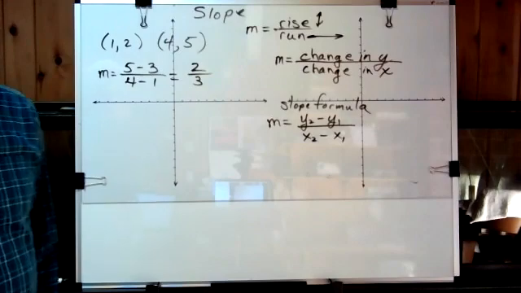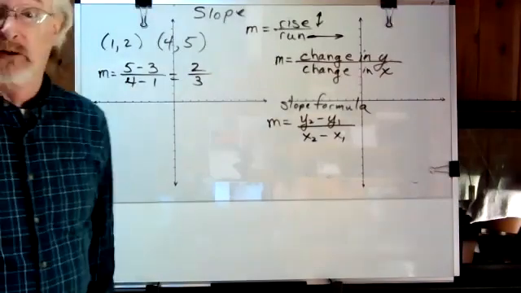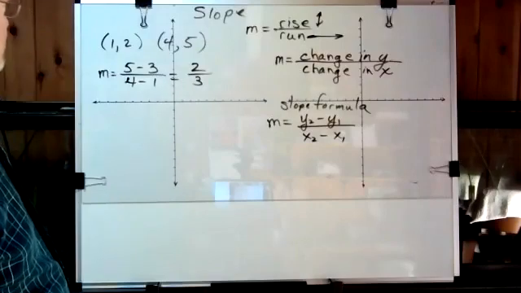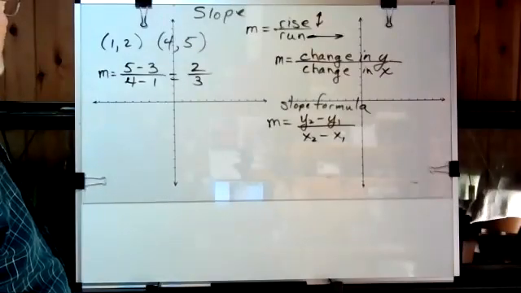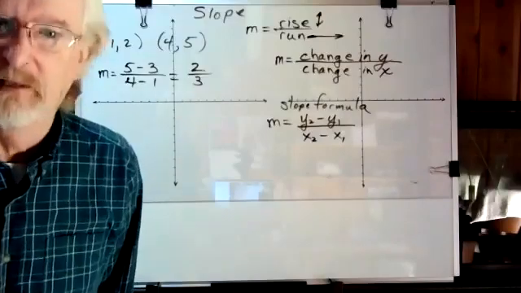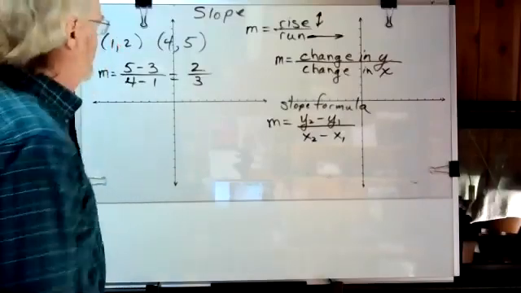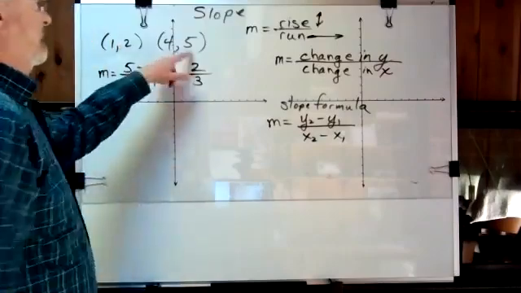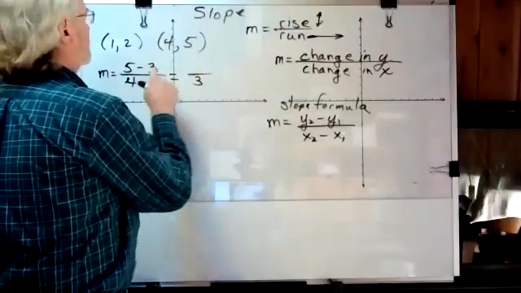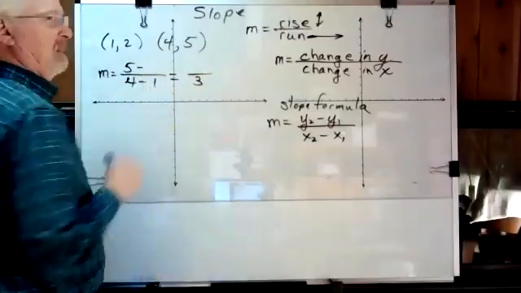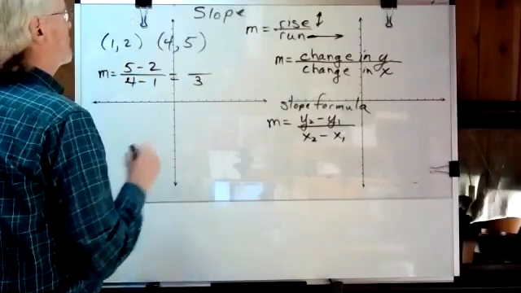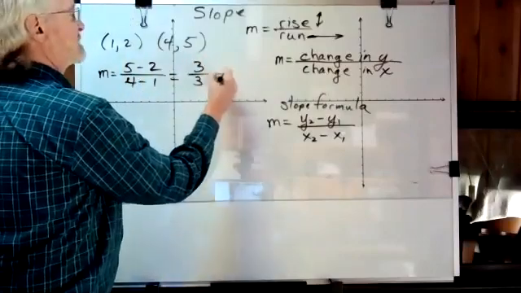I'm going to do this right away. Yes, go ahead. Where'd you get that 3? I was thinking of the 3. Thank you for catching me there, whoever that was. My brain gets ahead of myself. Good catch. 5 minus 2, boy, 3 over 3. That's a slope of 1.